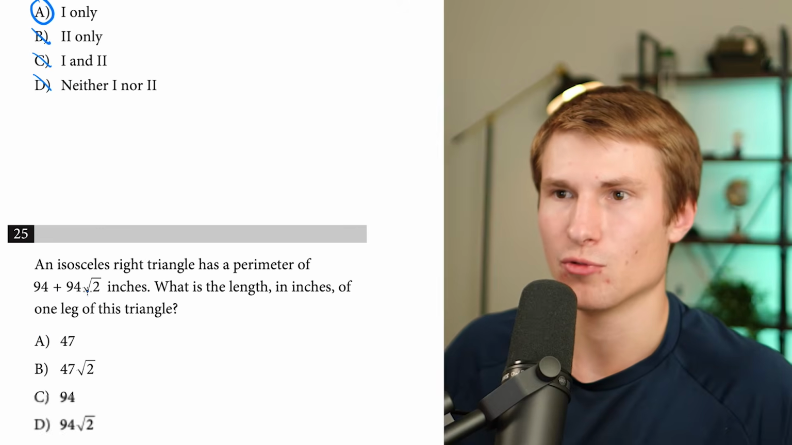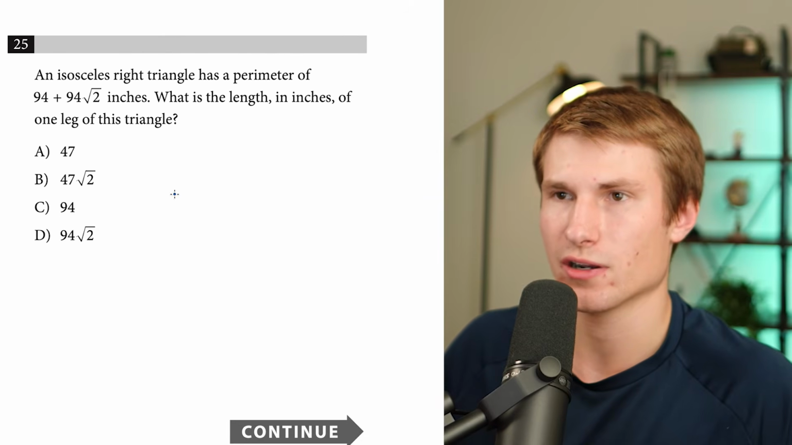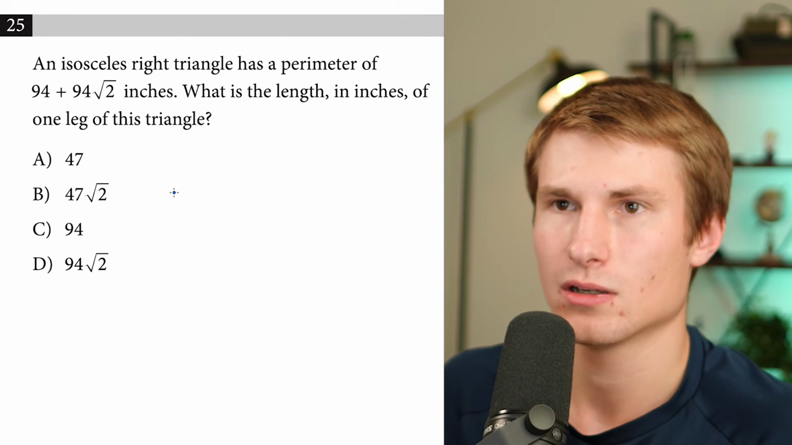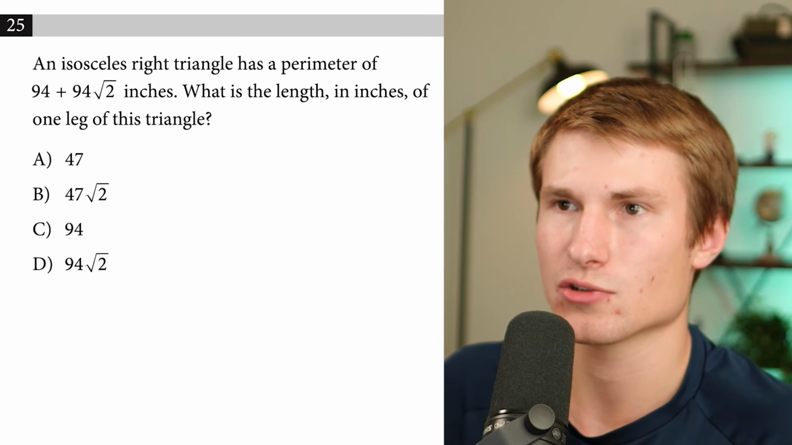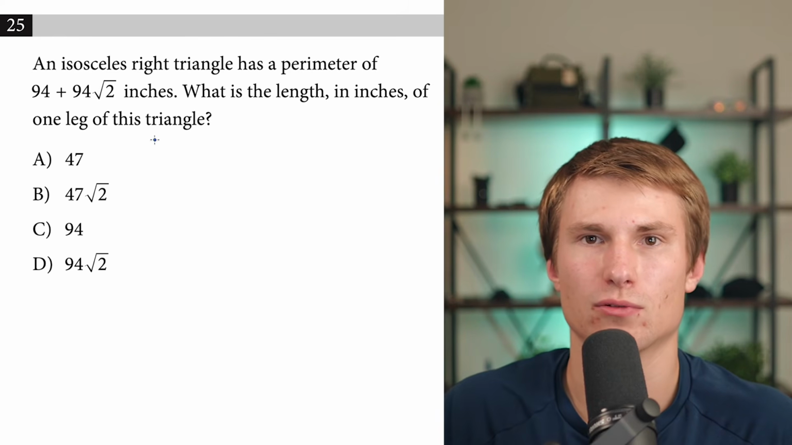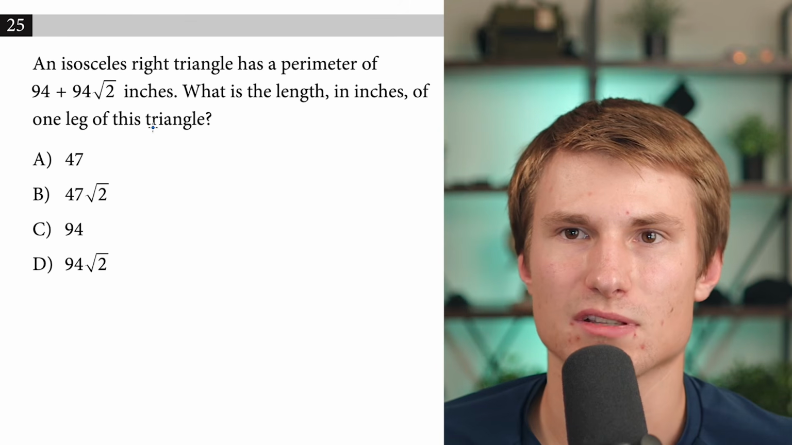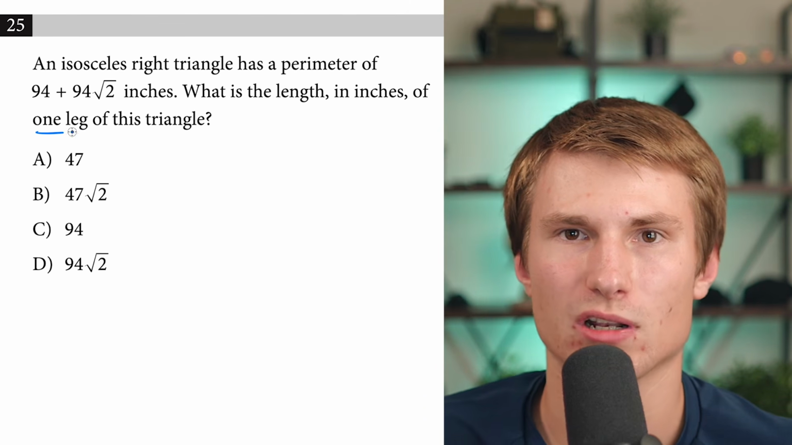That being said, let's move on to number 25. We've got an isosceles triangle. Let me zoom in a little bit so you can see that better. There we go. An isosceles right triangle has a perimeter of 94 plus 94 root 2. What is the length in inches of one leg of the triangle?